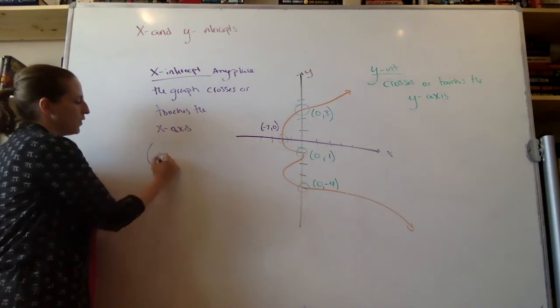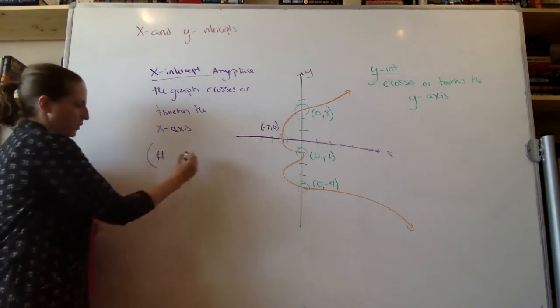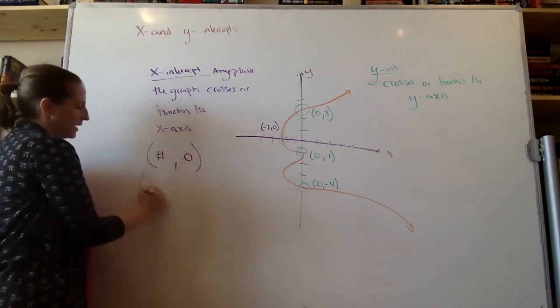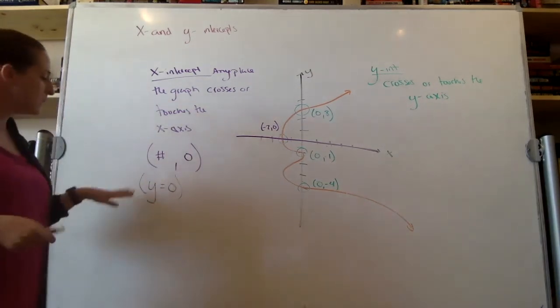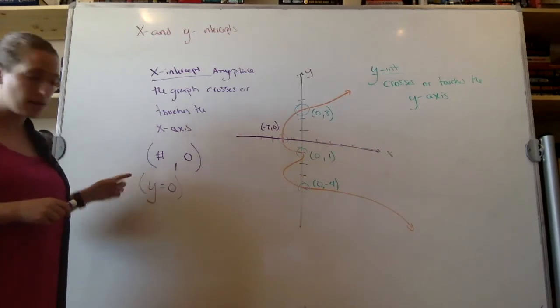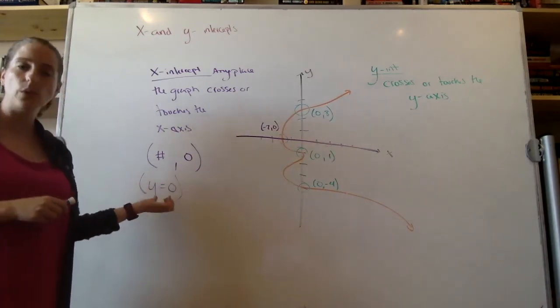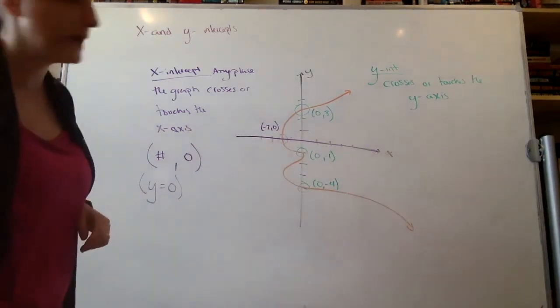X-intercepts always have the form: a number in our x-coordinate and 0, okay? In other words, y is always equal to 0 for an x-intercept. As we move on and try to find x-intercepts and y-intercepts, setting y equal to 0 is going to be one of our techniques for doing that.